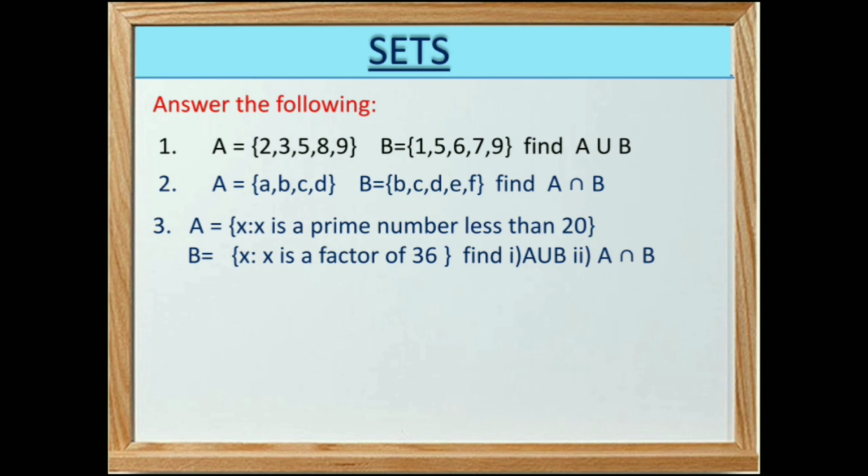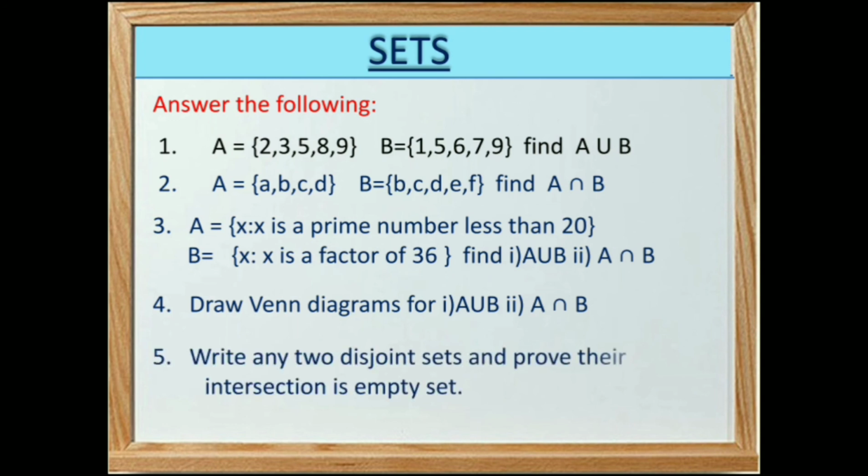To solve this question, you have to list out the elements which are present in set A and set B. Then only can you find A union B and A intersection B. The next one is to draw Venn diagrams for A union B and A intersection B. These we have already seen in the previous slide, so we can draw them easily. The fifth question is to write any two disjoint sets and prove their intersection is the empty set. It is also very easy to solve.